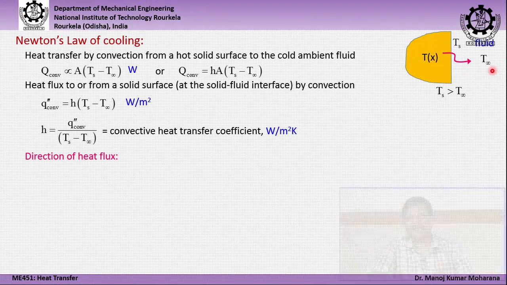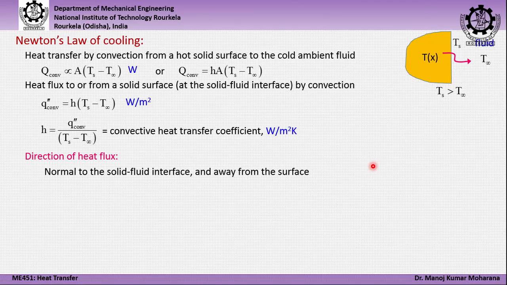And regarding the direction of heat flow, it will be normal to the solid fluid interface, and in this case it will be away from the surface, because we consider that T s is greater than T infinity. So, heat will flow from the solid phase to the ambient fluid, so the direction will be away from the solid surface and normal to the surface. Here we can indicate this to be the direction in the present situation.